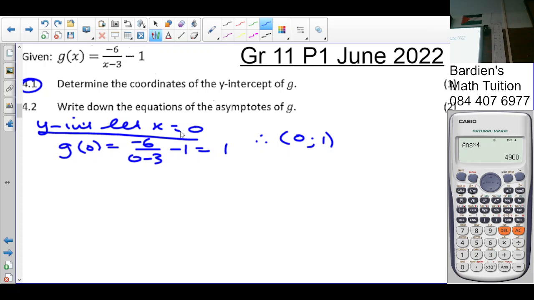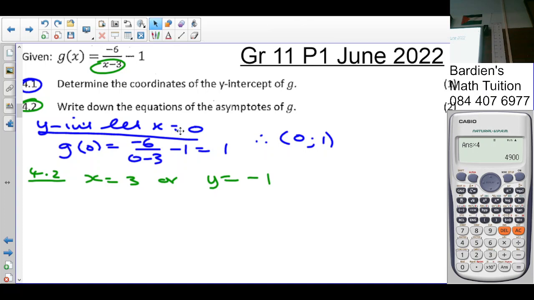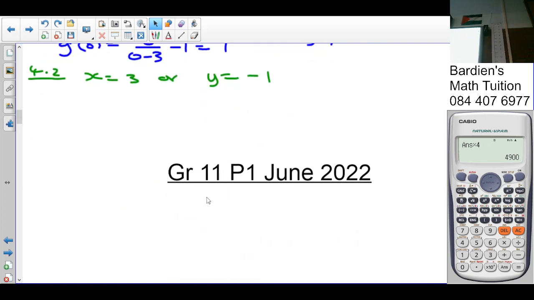Number 2, write down the equations of the asymptotes of g. What are the equations of the asymptotes of g? x is equal to 3, it's coming from here, isn't it? Or y is equal to negative 1. Those are the equations of the asymptotes. You don't say x is not equal to 3 and y is not equal to negative 1, okay?